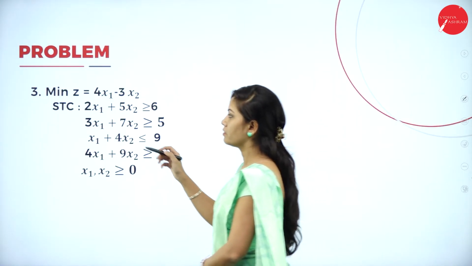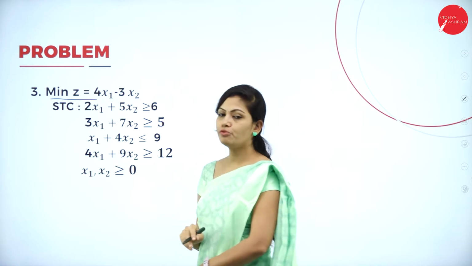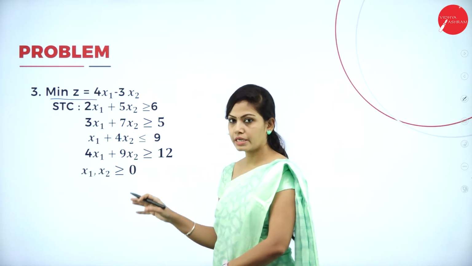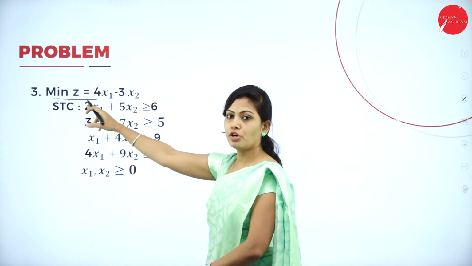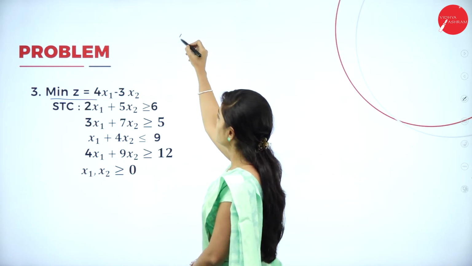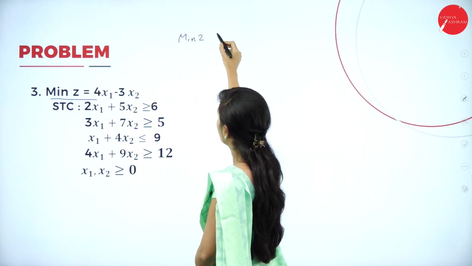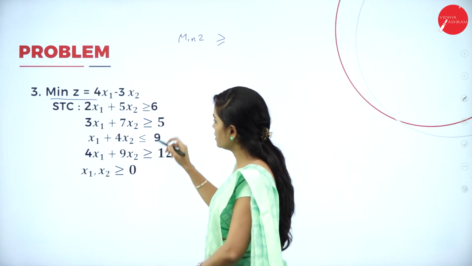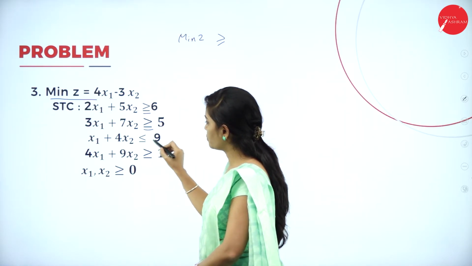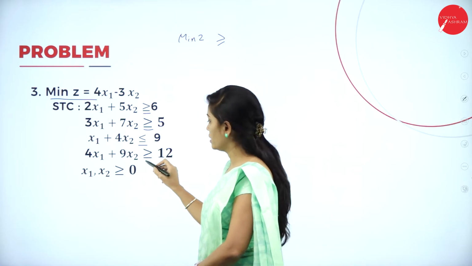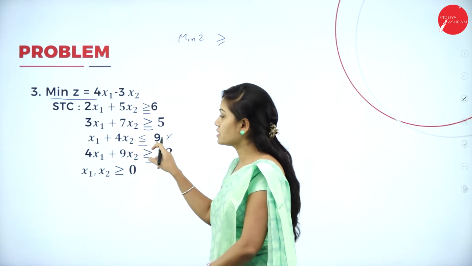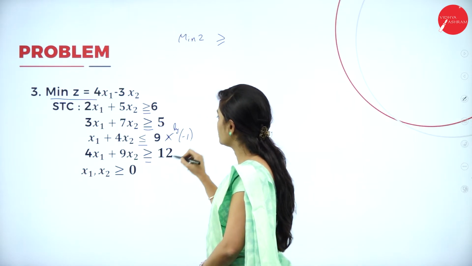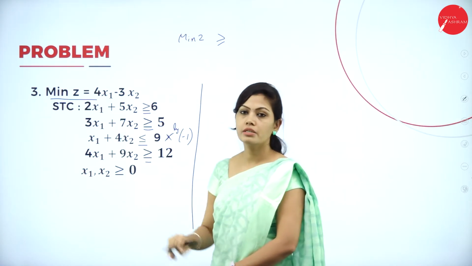The next problem we have is min z equal to 4x1 minus 3x2. Here you can observe the constraints. It is a minimization objective function, so it should have greater than or equal to constraints. But here the constraints are greater than or equal to, greater than or equal to, less than or equal to, and greater than or equal to. I will convert this third constraint into standard form by multiplying it by minus 1.